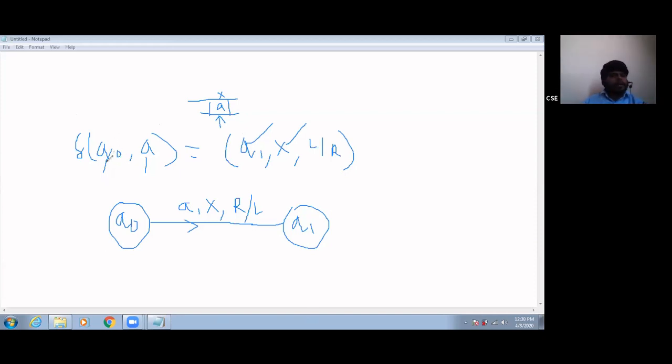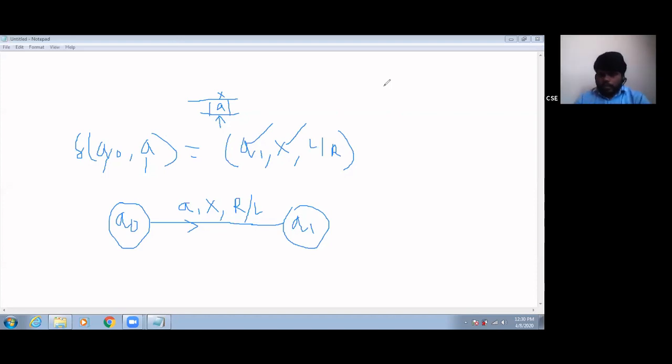Q naught is the current input state, and A is the current input processing symbol, Q1 is the next state, and X is a tape alphabet. I'm writing A as X, and here the direction L indicates left, R indicates right side direction. So these are the things involved in the basics of the Turing machine. In order to construct the Turing machine, these basics are enough.